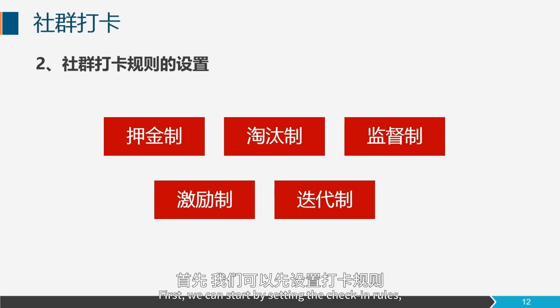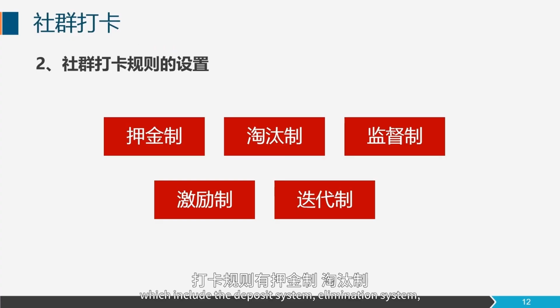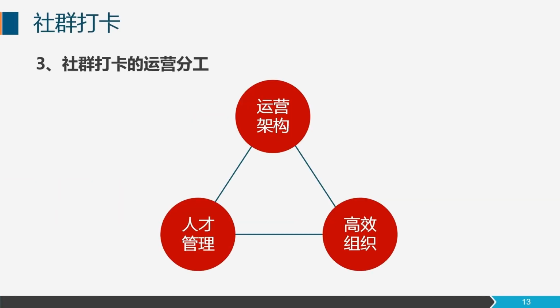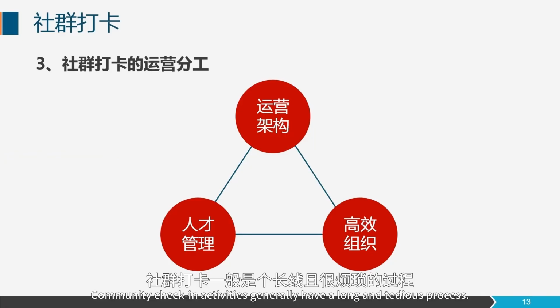First, we can start by setting the check-in rules, which include the deposit system, elimination system, supervision system, incentive system, and iteration system. Community check-in activities generally have a long and tedious process.